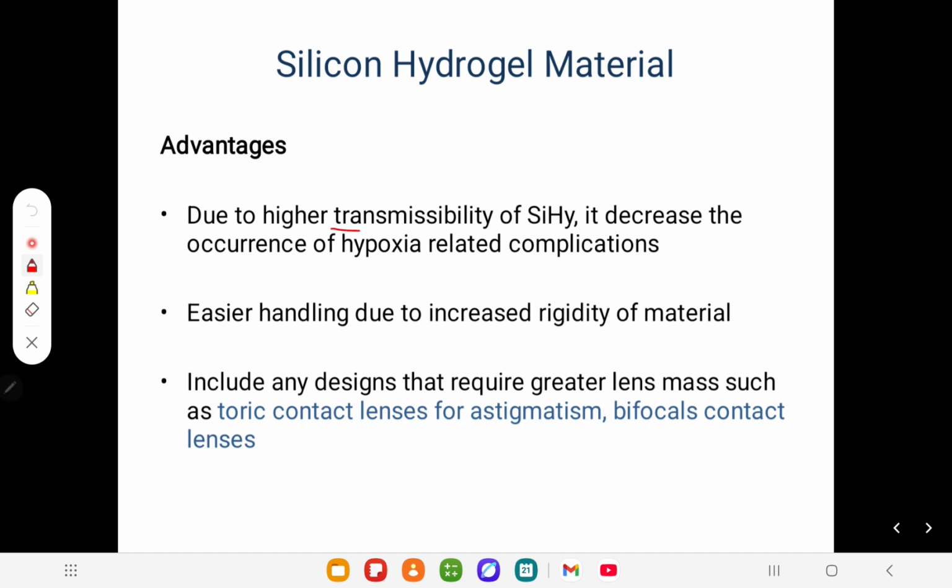Okay, so the advantages of silicon hydrogel material. Extremely important is higher Dk/t, period. So it decreases the occurrence of hypoxia, which is very important. Easier handling due to increased rigidity. Silicon hydrogel is, yes, more rigid than hydrogel material, and it includes any design that requires greater lens mass, such as toric contact lenses for astigmatism and bifocal contact lenses. Yes, these are obviously with silicon hydrogel material.